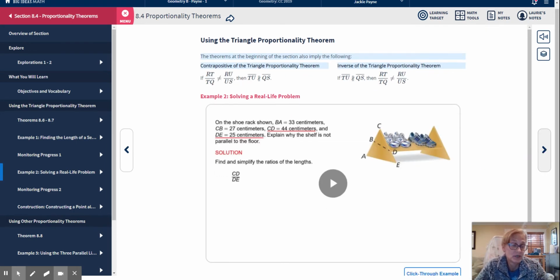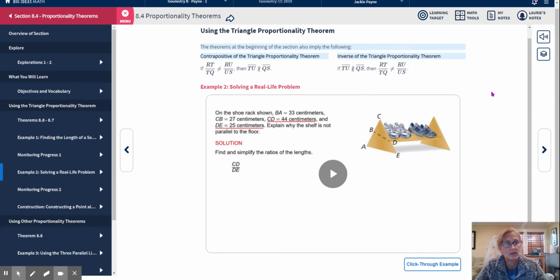But the thing about the proportionality theorem, it also implies the negatives. So you can also do the contrapositive of the triangle proportionality theorem. Remember, if the original statement is if P then Q, then the contrapositive, if not Q, then not P. And what that means is if this proportion is not equal, then they are not parallel. And you also have the inverse. If they're not parallel, then the ratio is not equal. And you can use that fact equally to show this real-life example of why this shelf is not parallel.